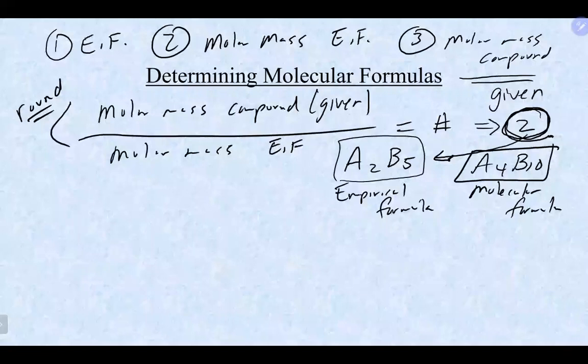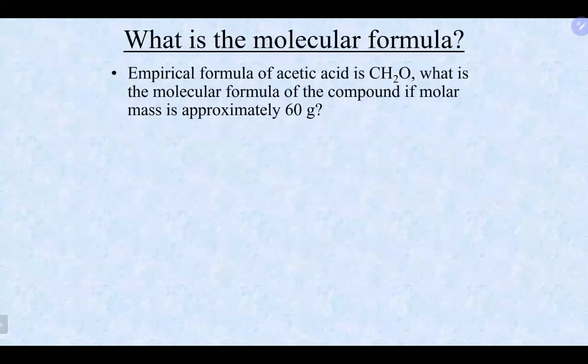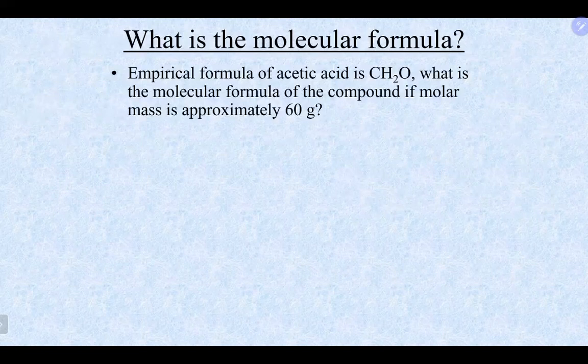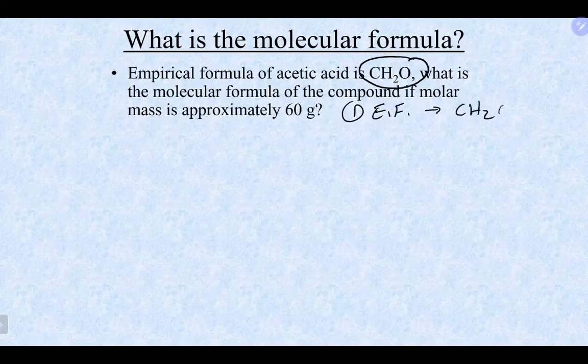So let's take a look at this in action. The empirical formula of acetic acid is CH2O. What is the molecular formula if the compound has a molar mass of approximately 60 grams? To calculate the molecular formula, we need 3 things. We need the empirical formula, which was already given to us. Again, if it was not given to you, you would have to calculate it.